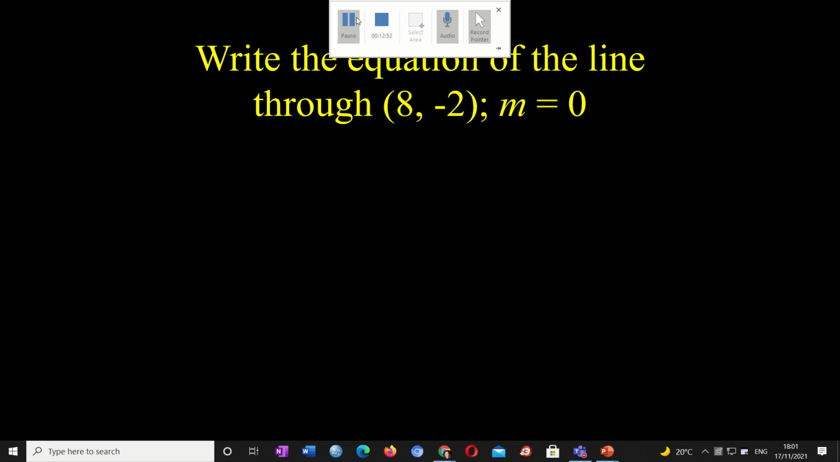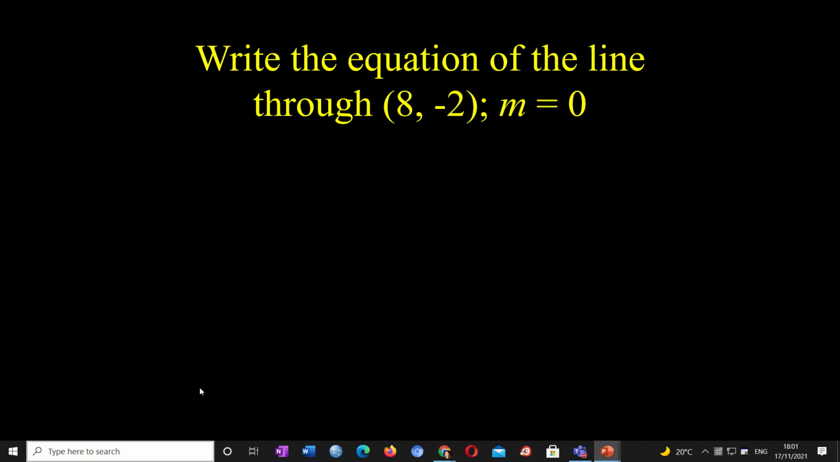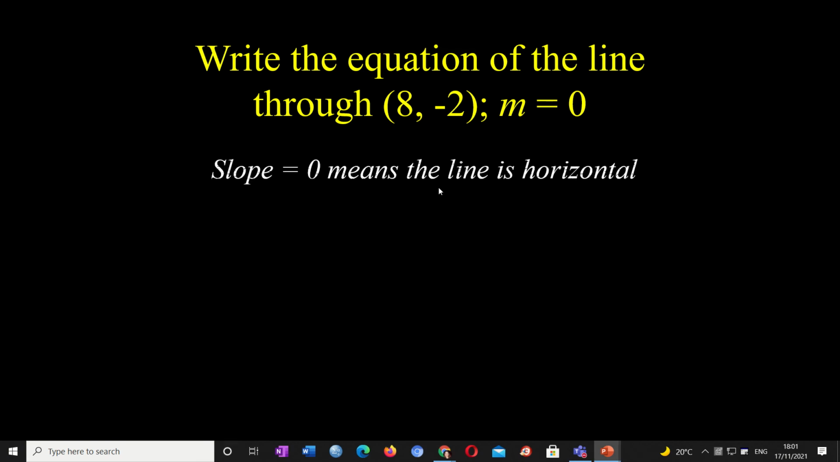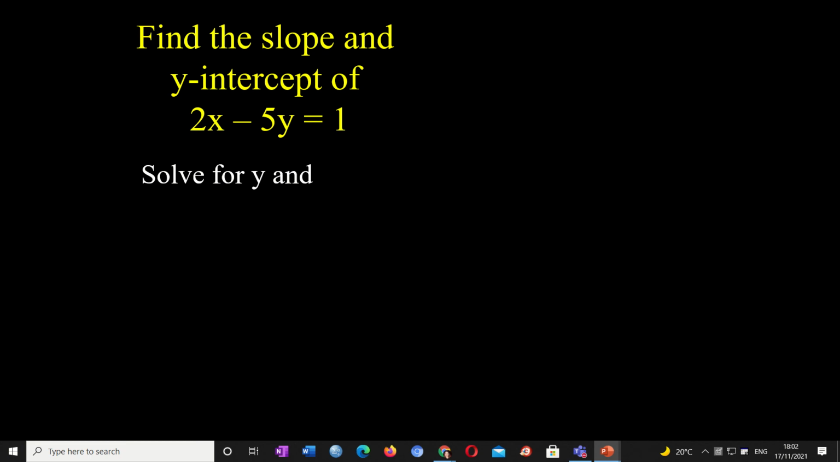Let's continue now here. Look. Slope 0 means horizontal. That's great. Therefore, you don't need to do any operation here. So when it is horizontal, y equals -2. That's all there is. Okay, good.